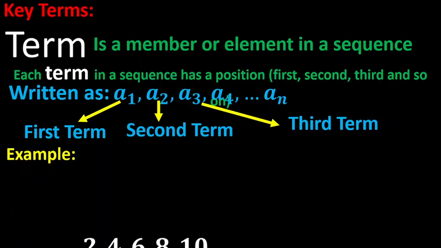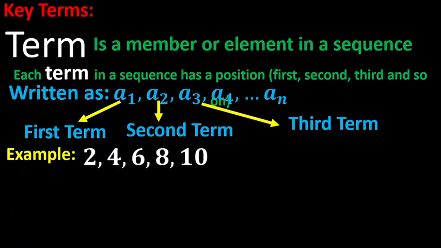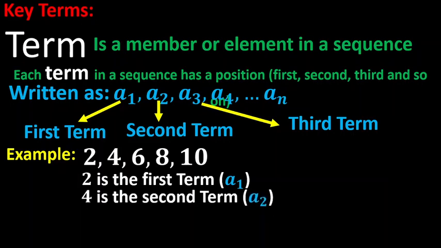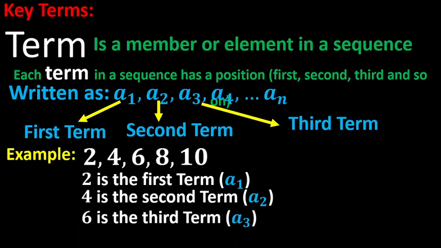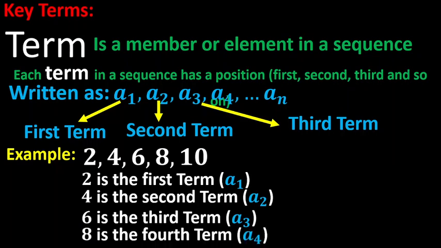Let's have an example. Say we have the sequence 2, 4, 6, 8, and 10. 2 is the first term, which can be denoted as a sub 1. 4 is the second term, denoted as a sub 2. 6 is the third term, denoted as a sub 3. 8 is the fourth term, denoted as a sub 4. And 10 is the fifth term, denoted as a sub 5. So that is what we call term. Again, term is a member or element in a sequence.